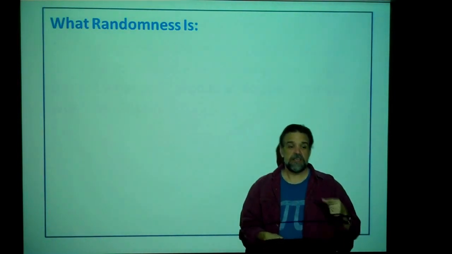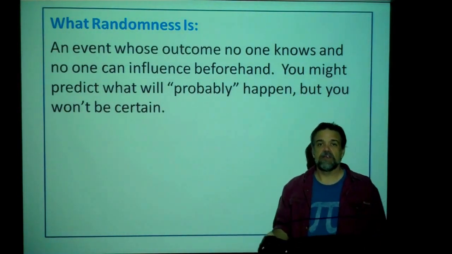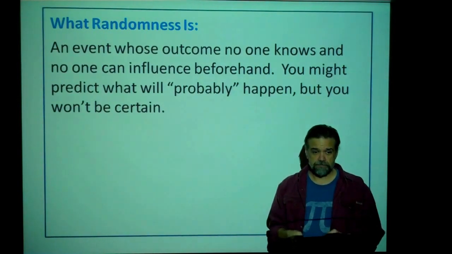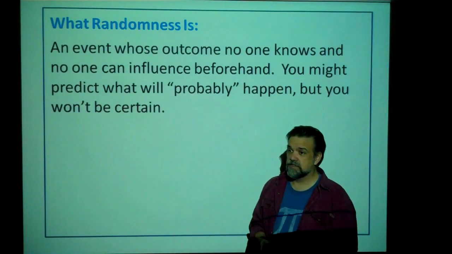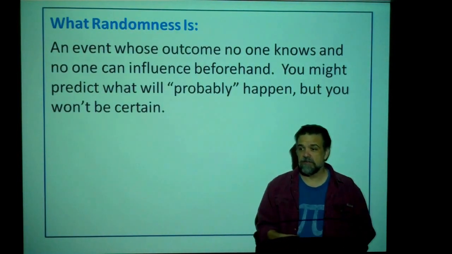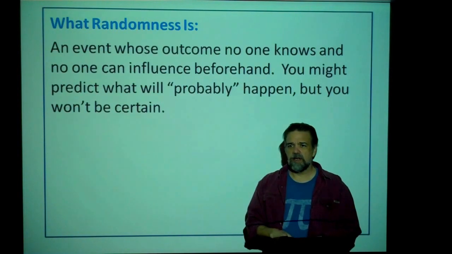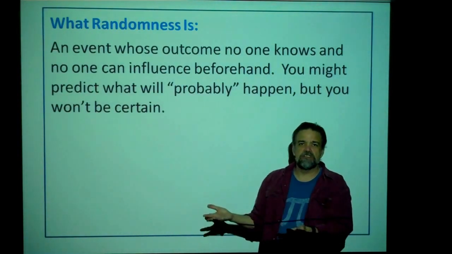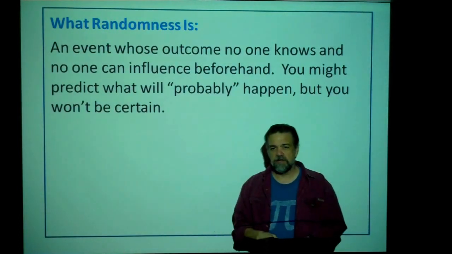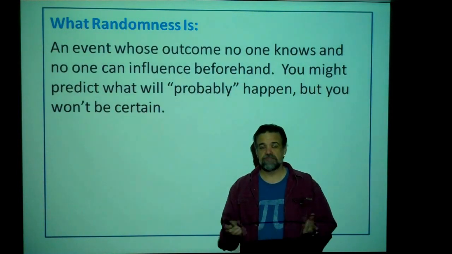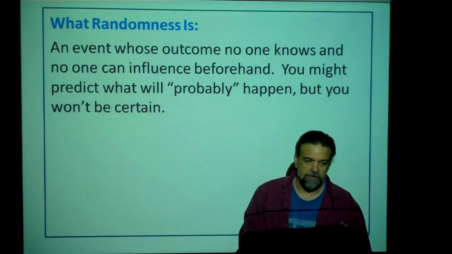Now let's talk about what randomness is. It's an event whose outcome no one knows and no one can influence beforehand. That's really what randomness is. Now, you can predict what probably is going to happen. For instance, the weather tomorrow. If I'm a weather forecaster, I can say there's a 20% chance of rain tomorrow. I'm saying that when I've seen these conditions in the past, 20% of the time it rains, 80% of the time it doesn't. Therefore, I'm going to say there's a 20% chance of rain. Do I know it's going to happen? I have absolutely no way of knowing exactly what's going to happen, because there's this random piece involved, all right?